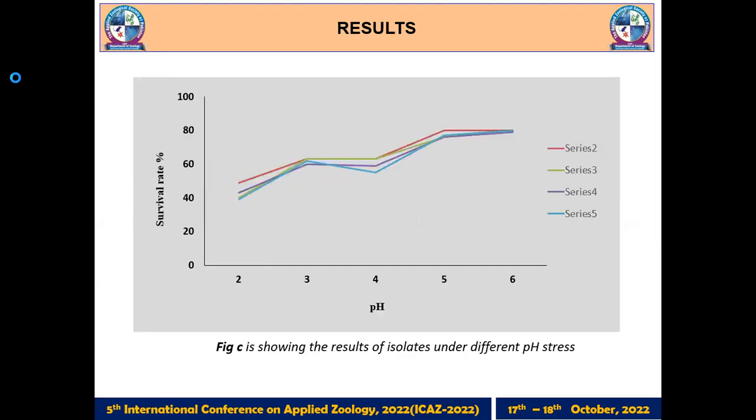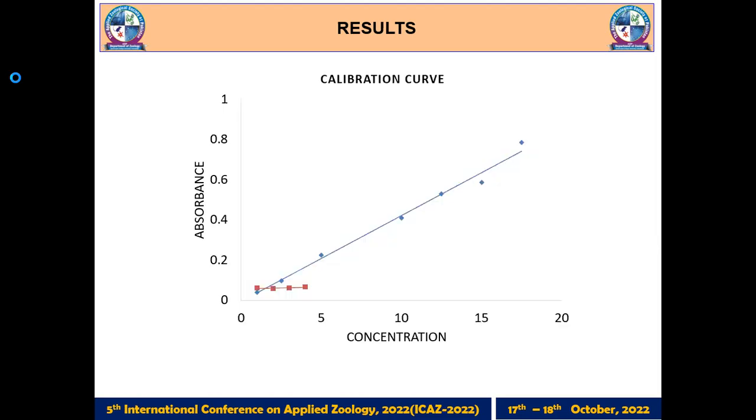Here is the survival rate of these bacterial isolates under different pH. At pH 2 and 3, they have shown a little less growth, around 50% growth rate. At pH 4, they have shown a survival rate of 55%, while the bacterial isolates have shown maximum growth at pH 5 and 6.